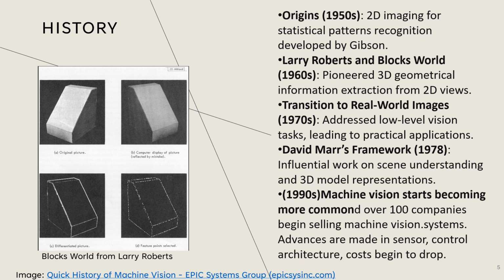We transition to real-world images, like things around us, in the 70s, and then more understanding of 3D model representations in 78. And in the 90s, we see that machine vision starts to become more common, with companies already introducing machine vision systems, and costs begin to drop.